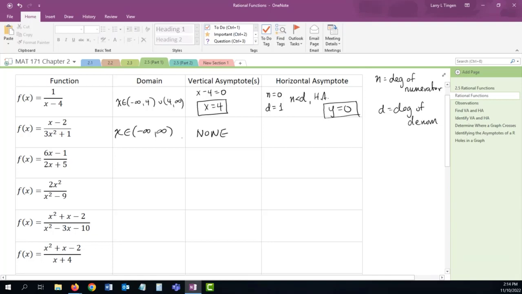So this has none. All right. And then, same as before. Numerator has degree 1, denominator has degree 2. What happens if n is less than d? My horizontal asymptote is y equals 0. All right.